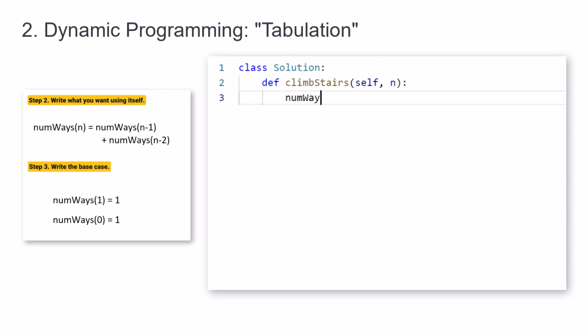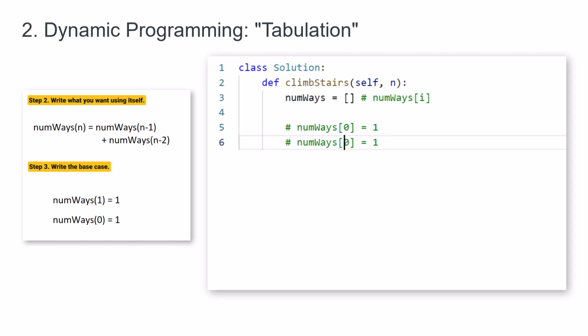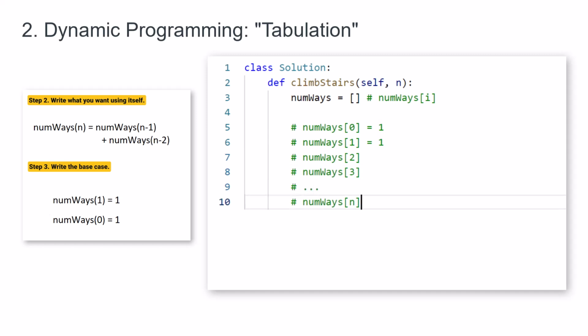So we need to store all the values of numways that we've computed so far, and I'm just going to do that in an array. So numways of index I here is going to be equal to numways of I that we've computed. And so that's going to start out as numways of 0 equals 1 and numways of 1 equals 1. And then we're just going to compute numways of 2, 3, all the way up to n, like we just talked about. So this has to start out with the base case here.